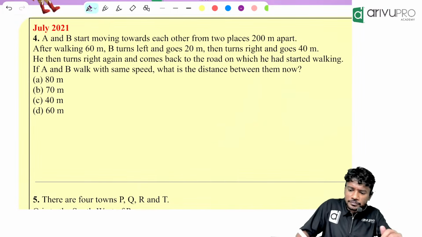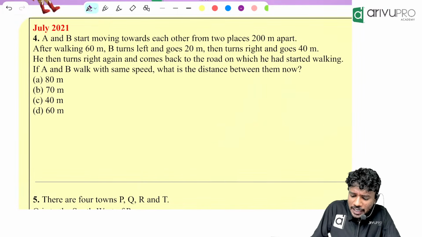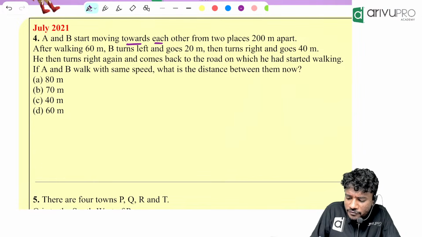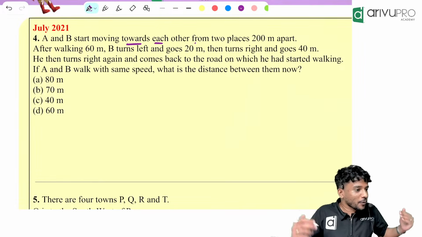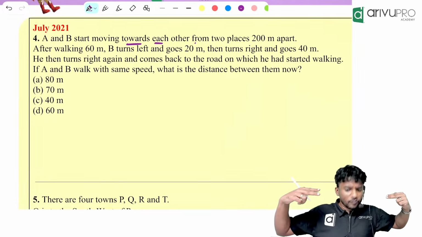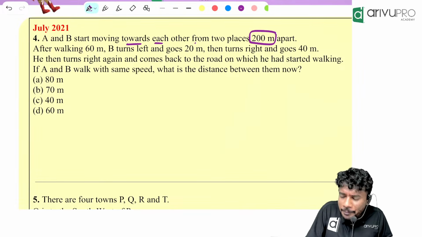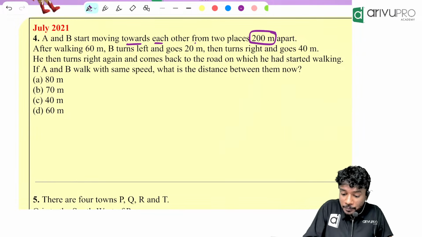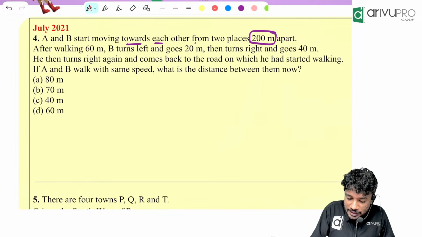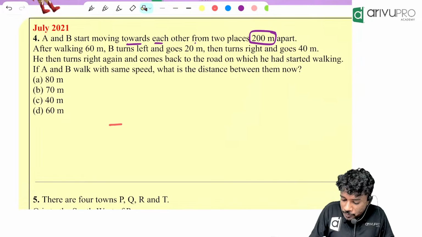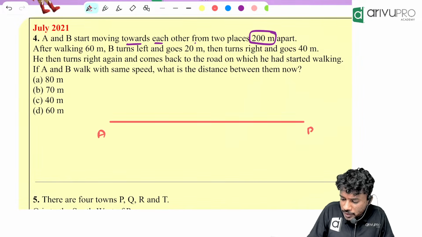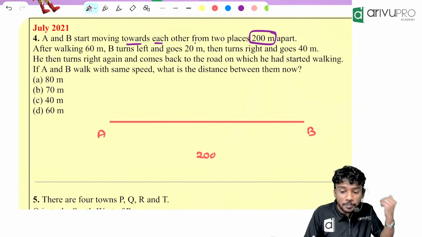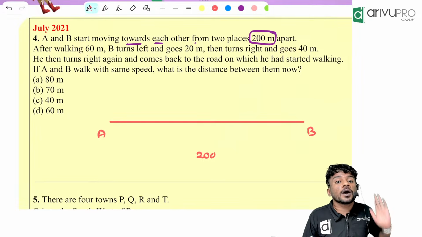Then, A and B are moving towards each other from two places. Which direction? They are moving towards each other, 200 meters apart. Can I say the distance between A and B is given to be how much, people? The distance between A and B is given to be 200 meters.